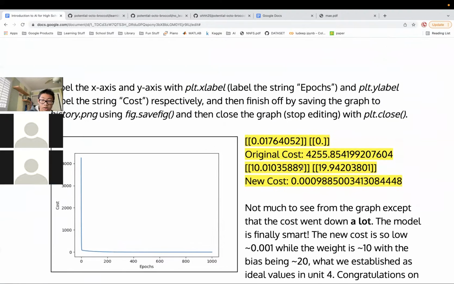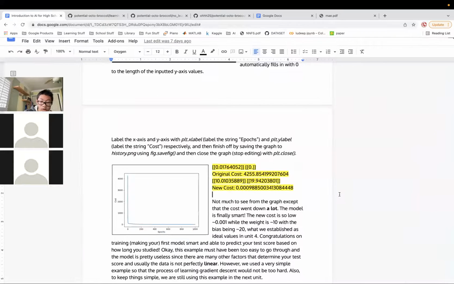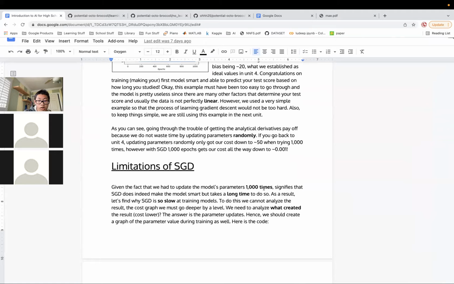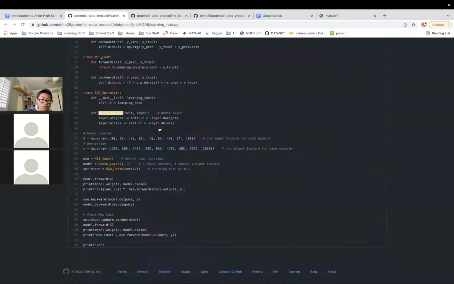So what you see over here is by the end of 1,000 epochs, our weight has become 10 and our bias has become about like 20 and our cost is pretty small now. So we can say that the model here has learned. It is smart now. Okay. So the problem here is that we had to do it 1,000 times. So it's slow at training models. So this optimizer is slow at training models.